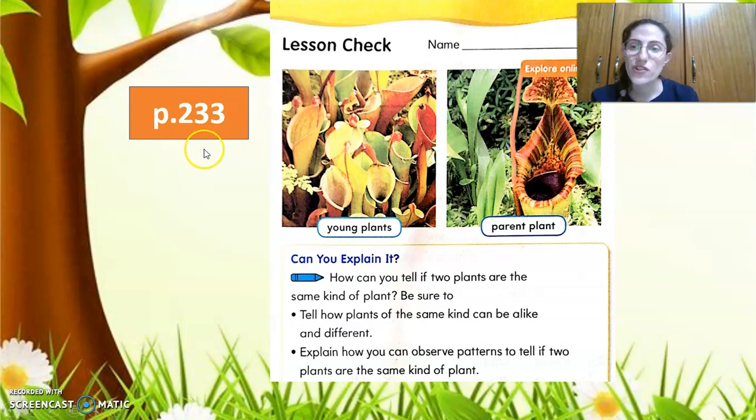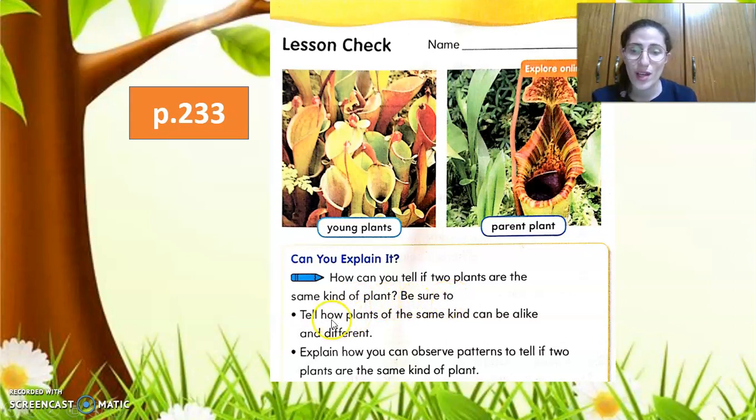We start with page 233. Please open your books and follow with me carefully. Lesson check. In the pictures, we see a young plant and a parent plant. Let's check. What is the question? Can you explain it? How can you tell if two plants are the same kind of plant?